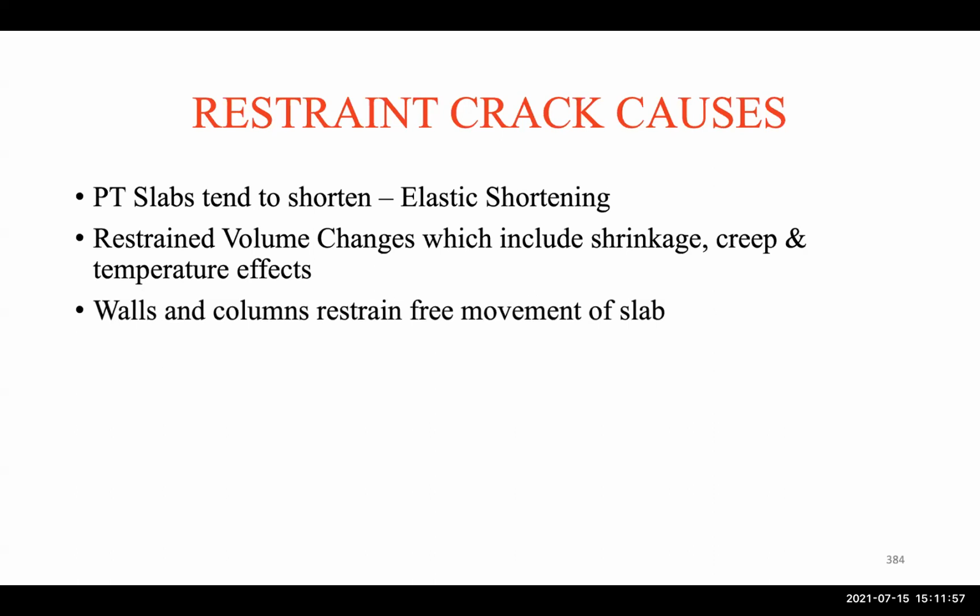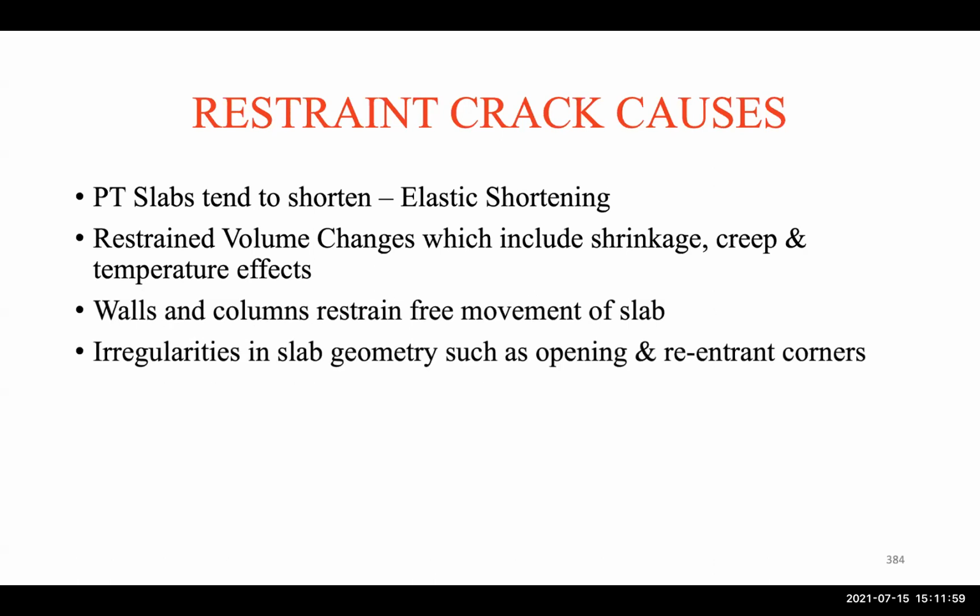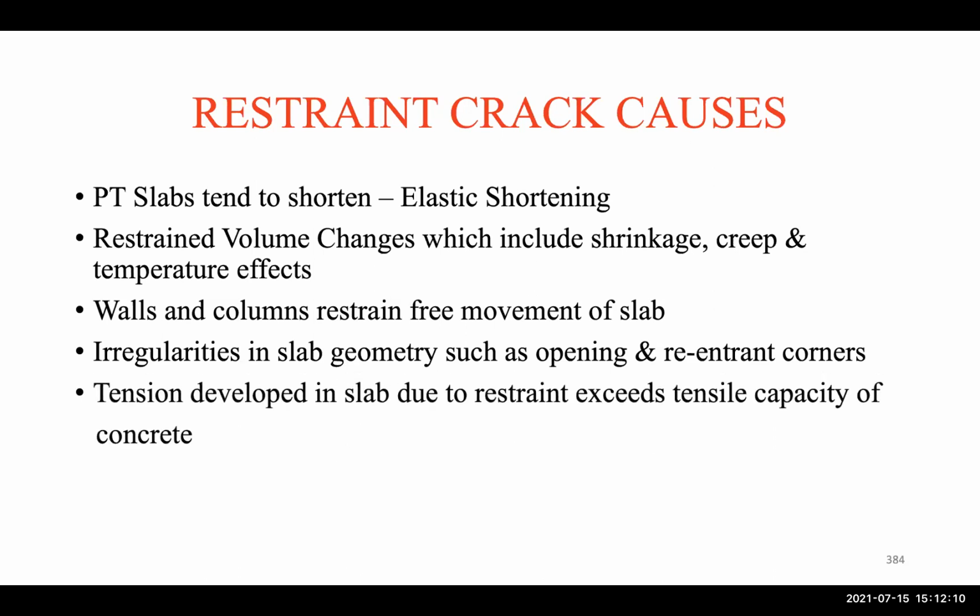Now, for crack causes, BT floors tend to shorten, so there's elastic shortening, which we talked about in the losses, and then restrained volume changes, which include shrinkage, creep, and temperature effect. The walls and the columns restrain free movement of the slab. We talked about that. So detailing is important at the columns and the walls.